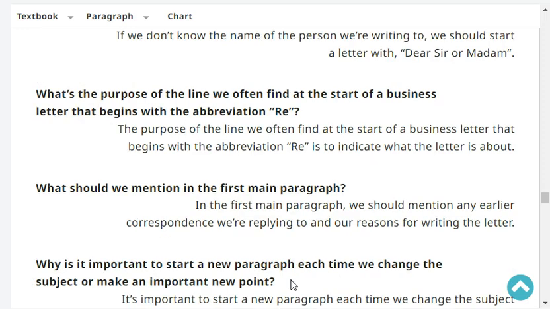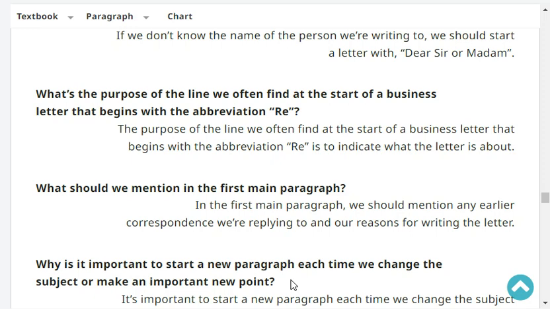What's the purpose of the line we often find at the start of a business letter that begins with the abbreviation RE? The purpose of the line we often find at the start of a business letter.